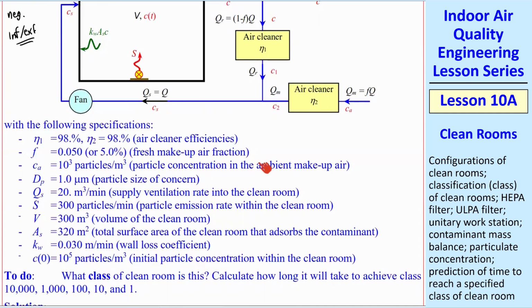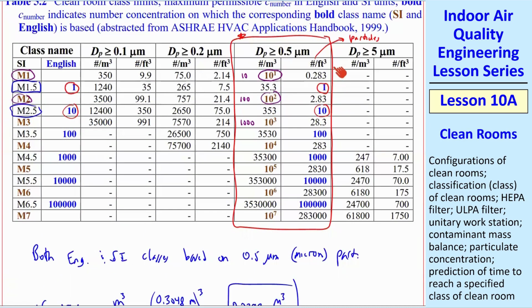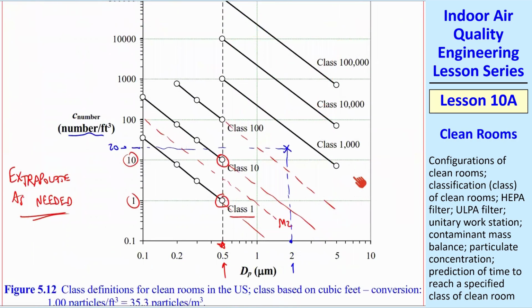The number of particles in the ambient air is given. dP is the particle size of concern. So we're going to be looking at 1 micron, which is not on here. So in this case, we're going to have to do some interpolation between these guys. That's where this plot comes in handy because you can actually do better than interpolation. You can figure out the actual numbers by doing those straight lines.